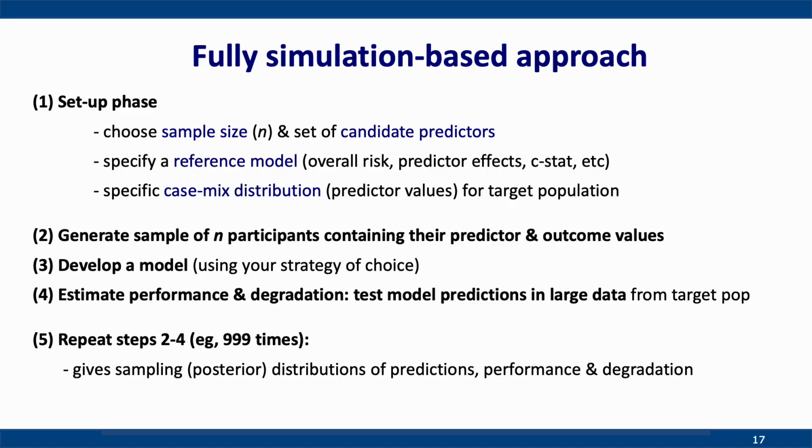And we can then summarize those distributions, essentially posterior distributions of model performance. And that allows us to summarize the sampling distribution. So we can say what's the expected value, what's the variability of values in the target population. Let's think about this a bit more.